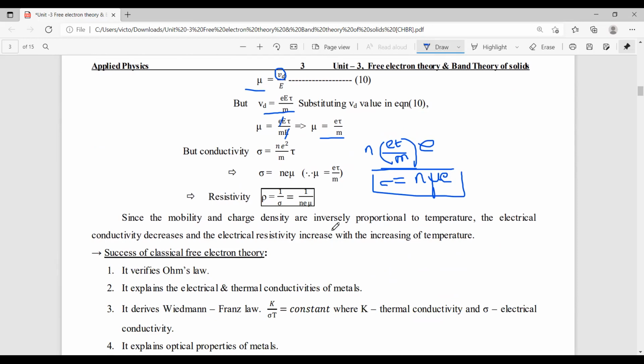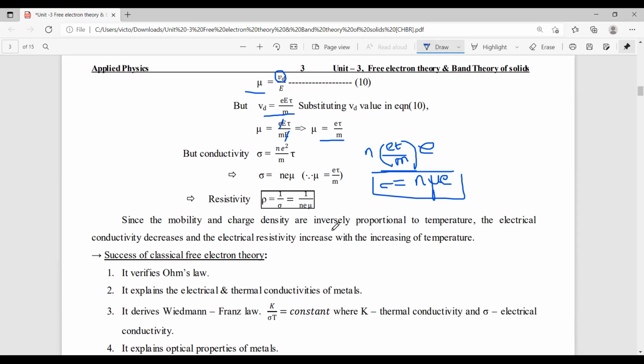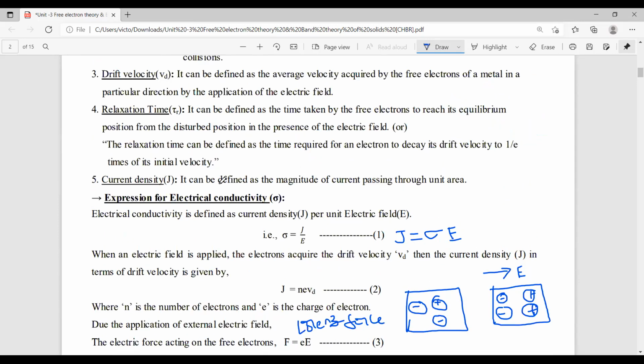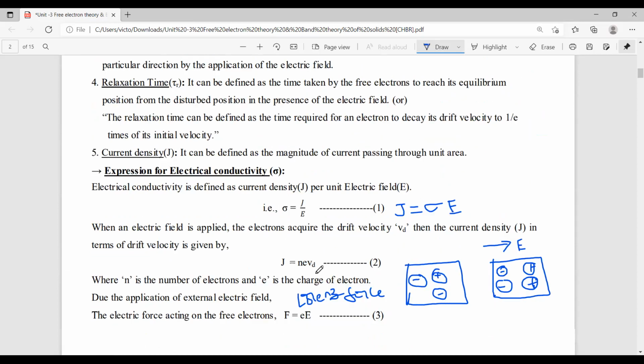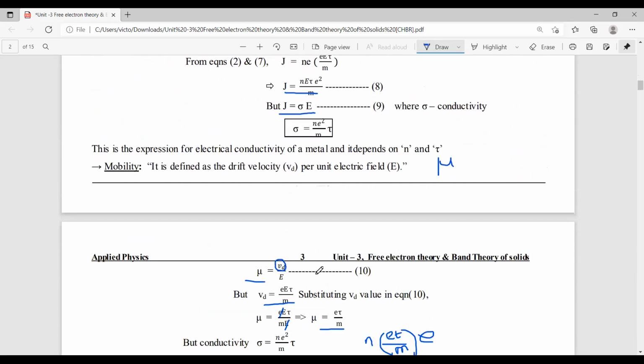So these are some basic definitions and assumptions in the classical free electron theory. And we also discussed the expression for the electrical conductivity sigma according to the classical free electron theory.